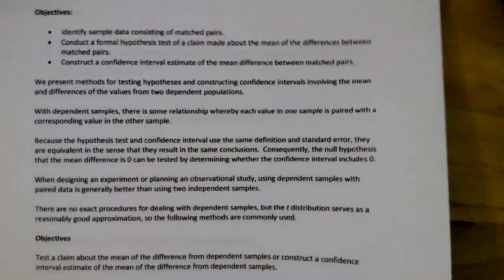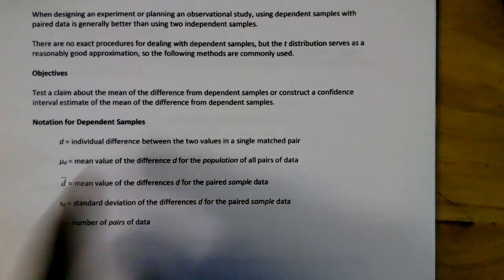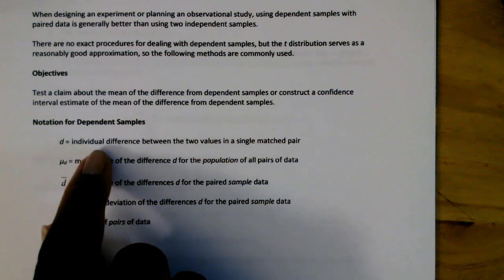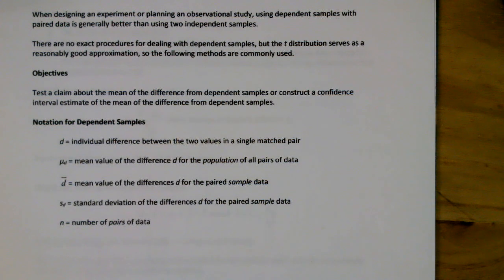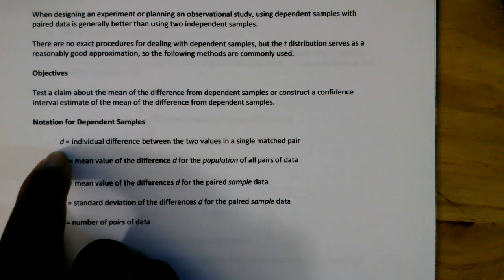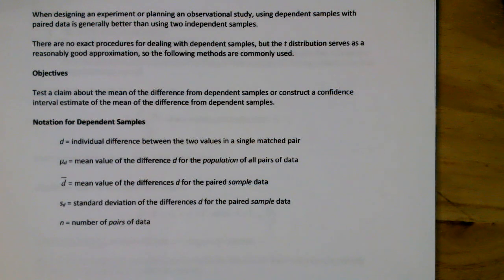Okay, so let's talk about the notation for dependent samples here, because this is going to be a bit different. D is going to be the individual difference between the two values in a single matched pair. Okay, the difference we have to subtract: the first group minus the second. That will give us the individual difference, and that value can be either positive or negative. Mu sub D is going to be the mean value of the differences D for the population of all pairs of data.